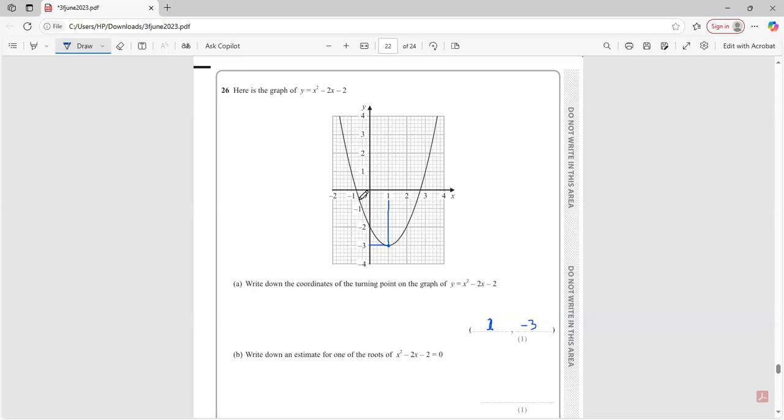Okay, so we can't even say that they cut the squares in the middle. So let's see if we can get the roots. Now remember, the roots are where the graph cuts the x-axis. Please always remember that fact. So in this case, the first root is here, where you can see my pencil.